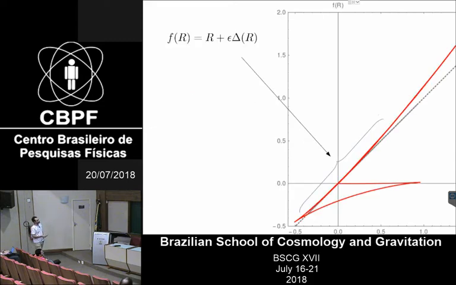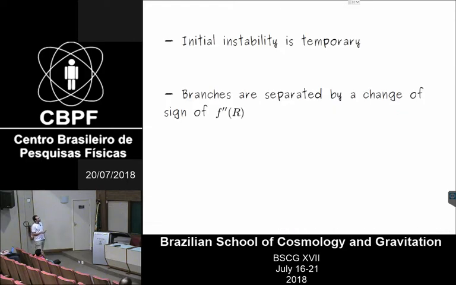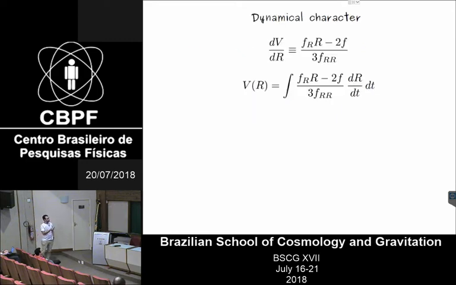That's just what I told you. I'm getting ahead of myself. Okay, so this initial instability is temporary, which is a good thing. We want the system to leave the theta, so inflation can end, right? By the standard slow-roll conditions just don't hold anymore, and inflation ends. And the branches are separated by a change of sign of f double prime, as I showed you.